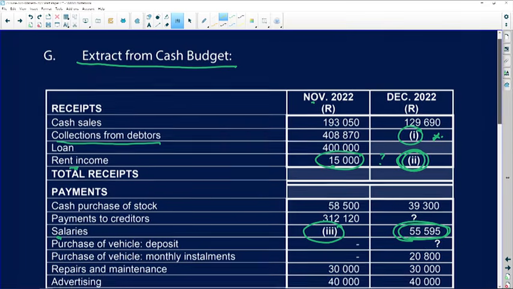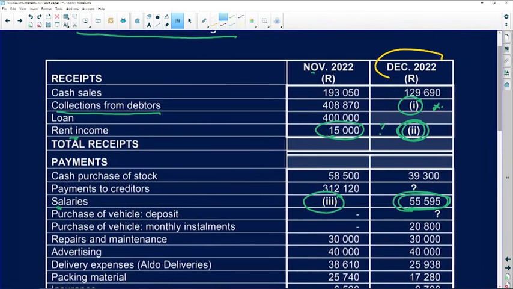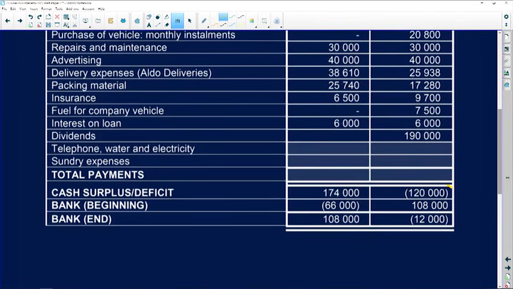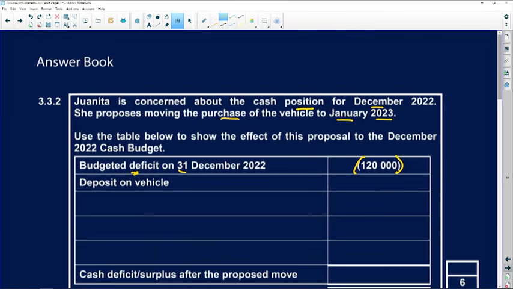Let's confirm that. Remember, we're looking at December, and in the month of December, there we go, there's a deficit of 120,000, leading to an overdraft, and she's obviously concerned. So what is she proposing? She is proposing moving the purchase of the vehicle to January 2023, and let's see how this is going to improve the situation. In other words, she's not going to buy the vehicle in December.